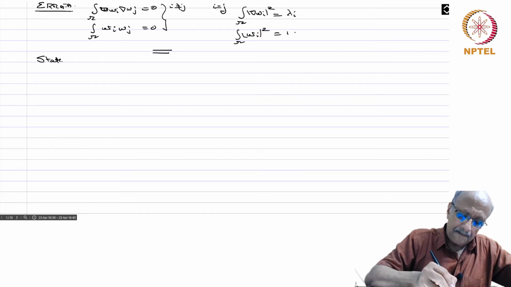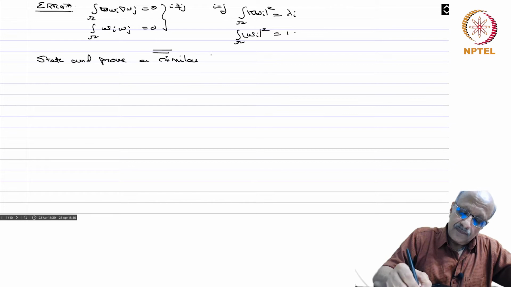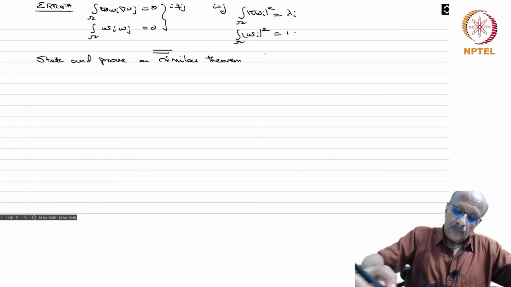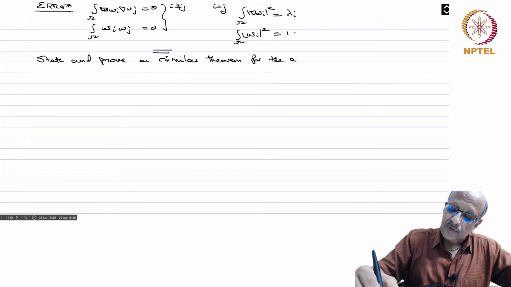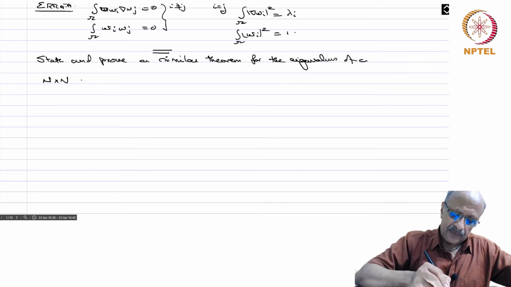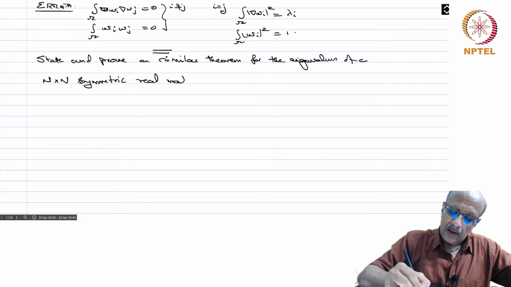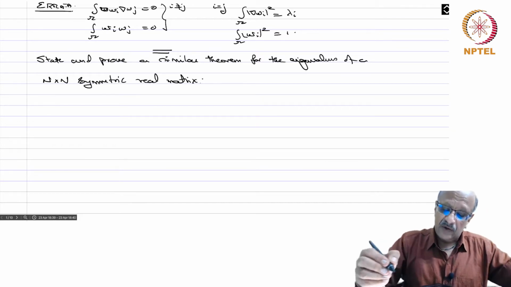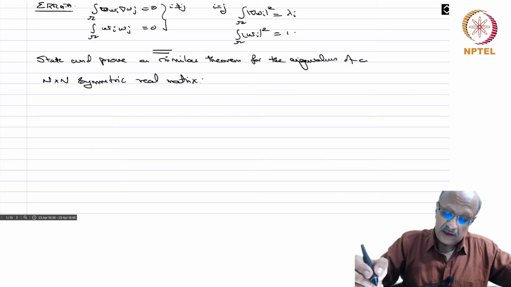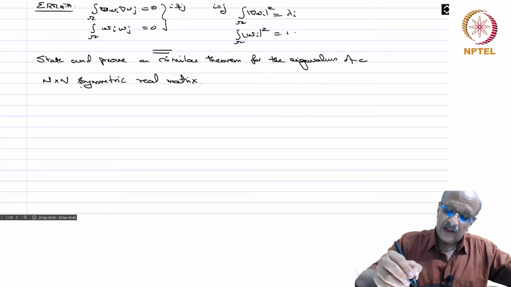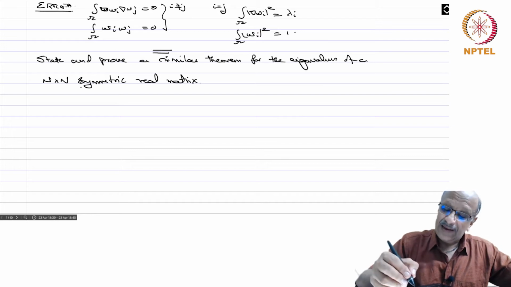Therefore, now state and prove a similar theorem for the eigenvalues of an n by n symmetric real matrix. You know that for a symmetric real matrix, the eigenvalues are all real. So you can write them in ascending order, lambda 1 to lambda n, and of course the eigenvectors will be orthogonal in the usual sense in Euclidean space, and therefore you can state and prove exactly the same kind of theorem which you have.